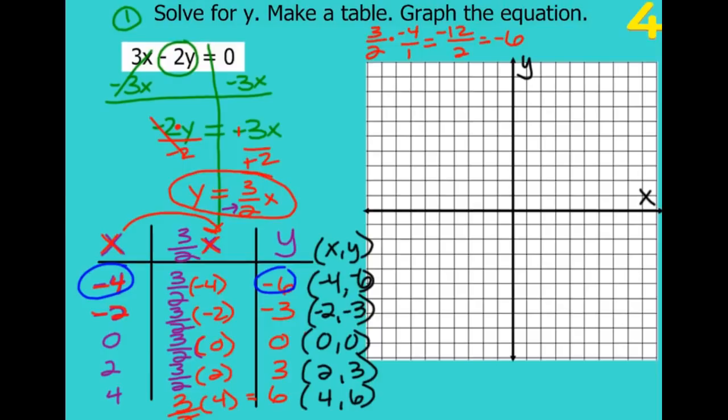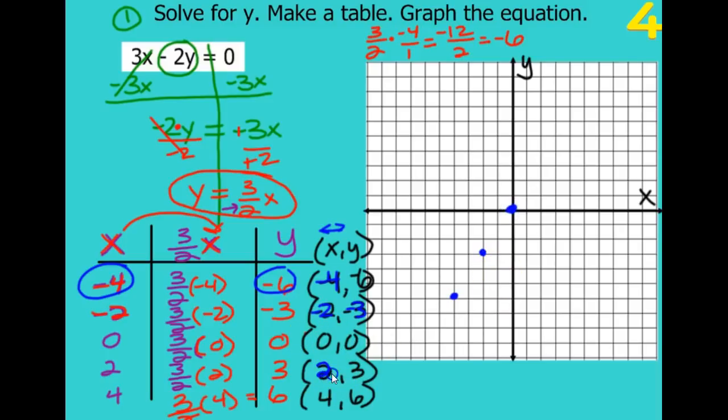So let's plot these. First, x is negative 4 going left and right. Negative 4 is to the left, negative 1, 2, 3, 4. And then negative 6 is down, negative 1, 2, 3, 4, 5, 6. Then we have negative 2, negative 3. So x is negative 2 to the left, and negative 3 is down 3. The next one, 0, 0, that's our origin. That's right in the middle.